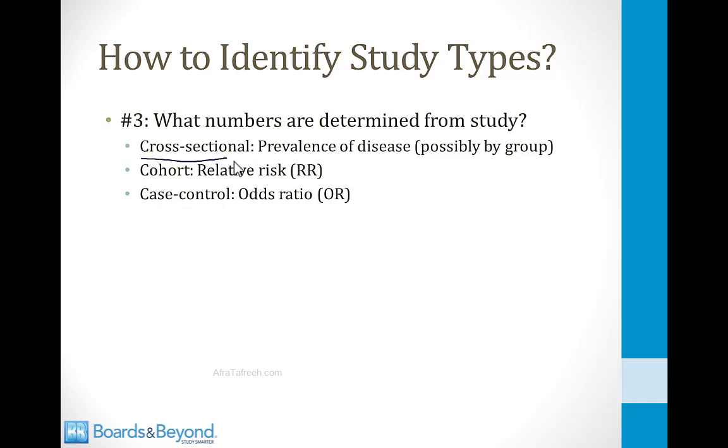And then finally, don't forget the different numbers that you can determine from each study type. So in cross-sectional studies, all you can get is prevalence of disease, possibly by different groups. In a cohort study, you get a relative risk, and remember, the next to last letter of cohort is R for relative risk. In case control studies, you get an odds ratio, and remember, the next to last letter in case control is an O for odds ratio. And that concludes our module on study designs.